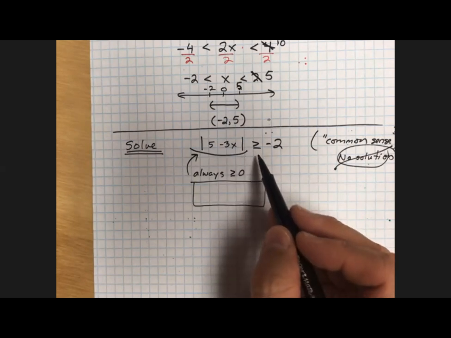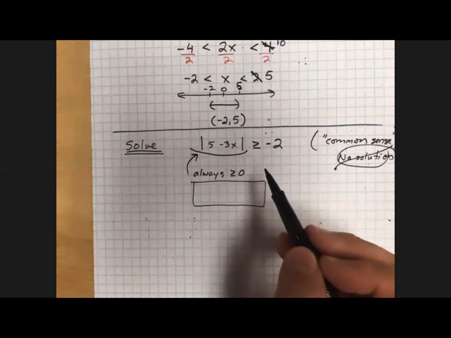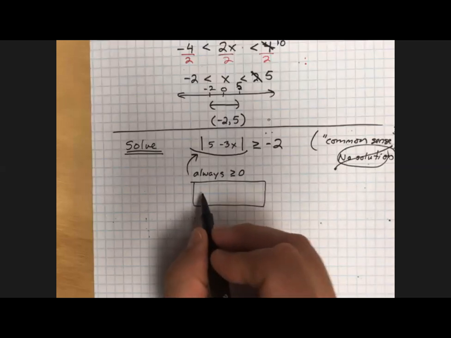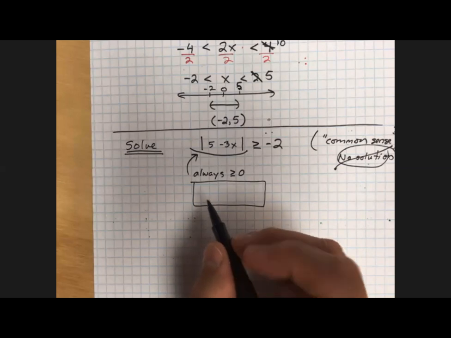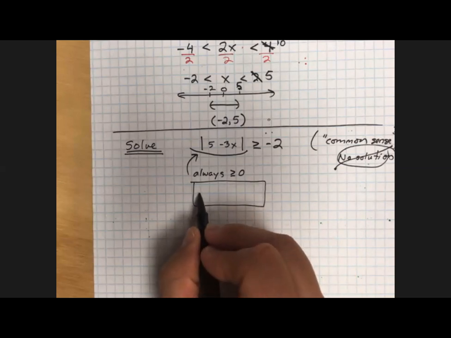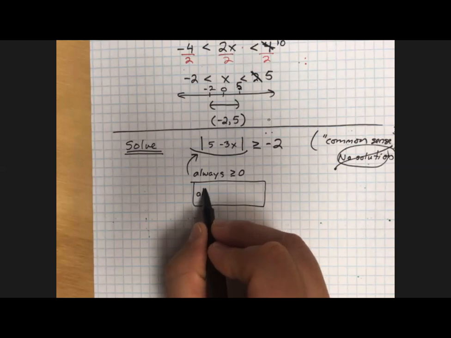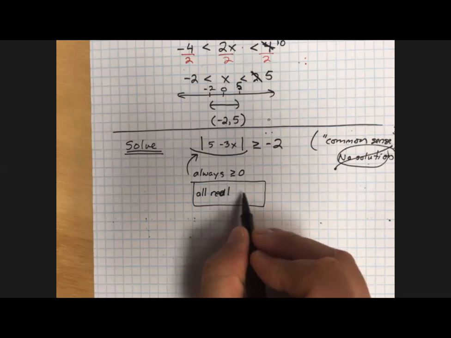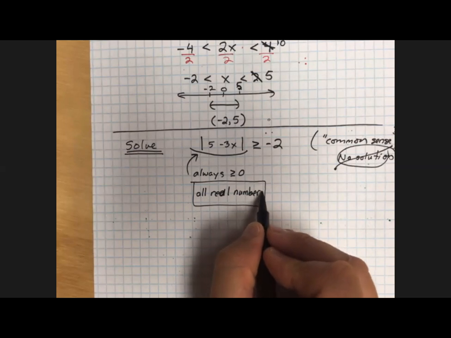So what are you saying to yourself? What numbers work? All real numbers? That's the only way you can say it. You could say everything works, which is a little bit too casual for a math class. So if you want to be really formal and correct, that's exactly what you say. All numbers. And mathematicians be even more careful and say all real numbers.